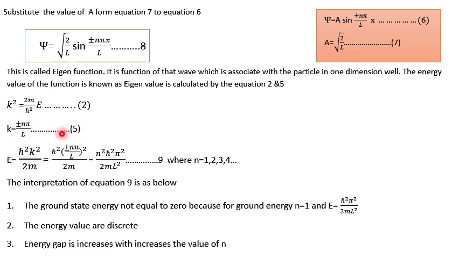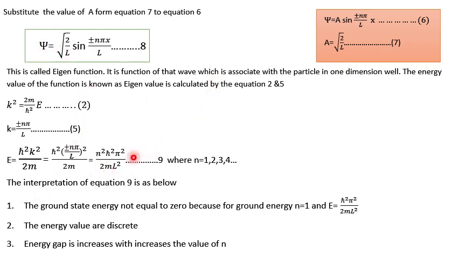Now from the fifth equation we know that the value of k is plus minus n pi by L. So we substitute this value at the place of k. After multiplying and doing all the calculation, we will get n square h cut square pi square divided by 2m L square. And what is this? This is the eigenvalue, or we can say the energy values of the function which is associated with the particle.